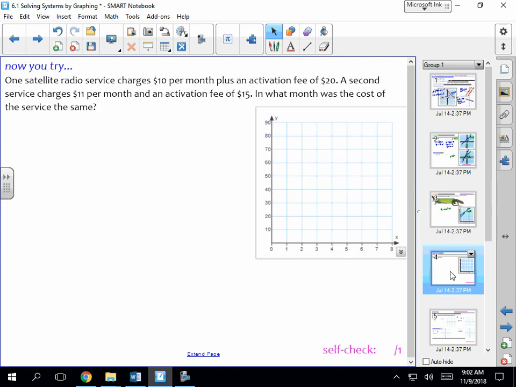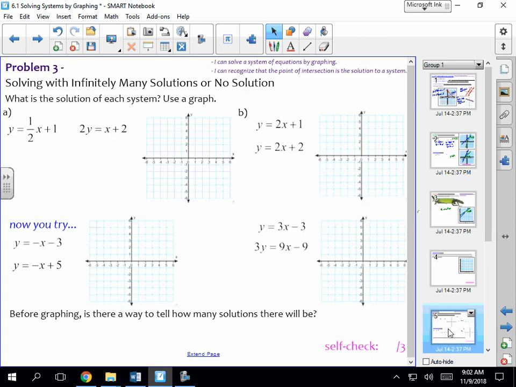We're going to skip this one. Some of you who are working ahead may have found this one. It's kind of hard to tell when they finally cross. I believe it's off the graph. So we're going to skip that one. And I'm going to look at the case where there's no solution versus infinitely many. So one of these graphs will be a no solution one, and one is infinitely many. And you've got to pick that out.